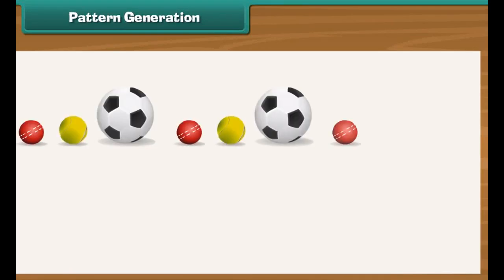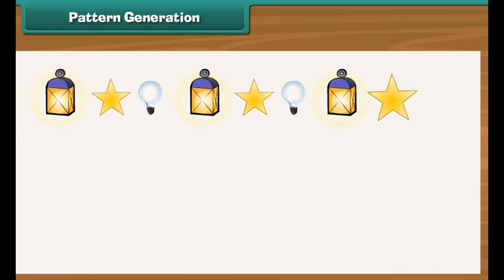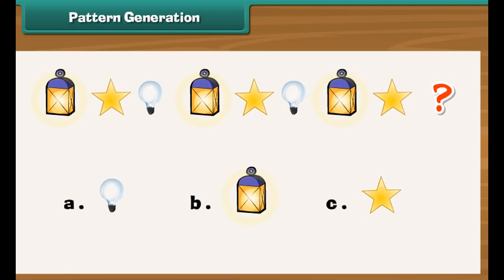Pattern generation. A pattern is a series of objects or numbers which repeat in a pre-decided manner. Look at the given pattern. Guess the next picture required to complete the pattern. There are three objects in the pattern. They appear in a particular sequence, first the lantern, then the star, and then the bulb. The given pattern ends with a star, so the next object must be the bulb. So, A is the correct option.